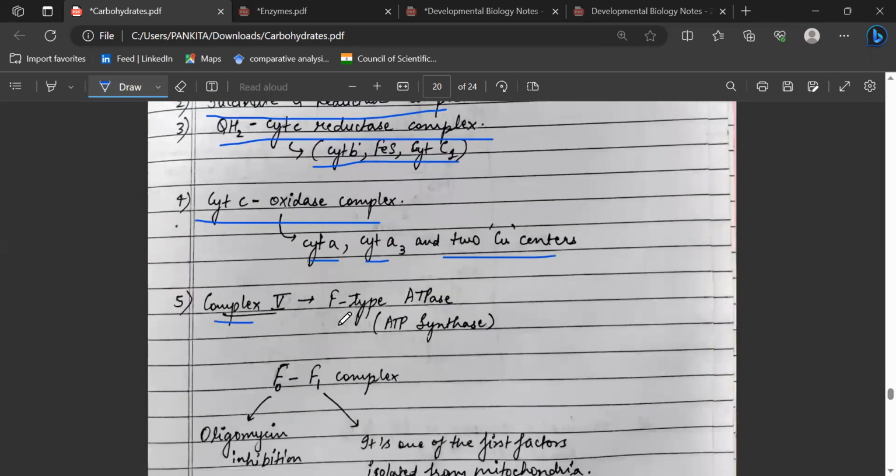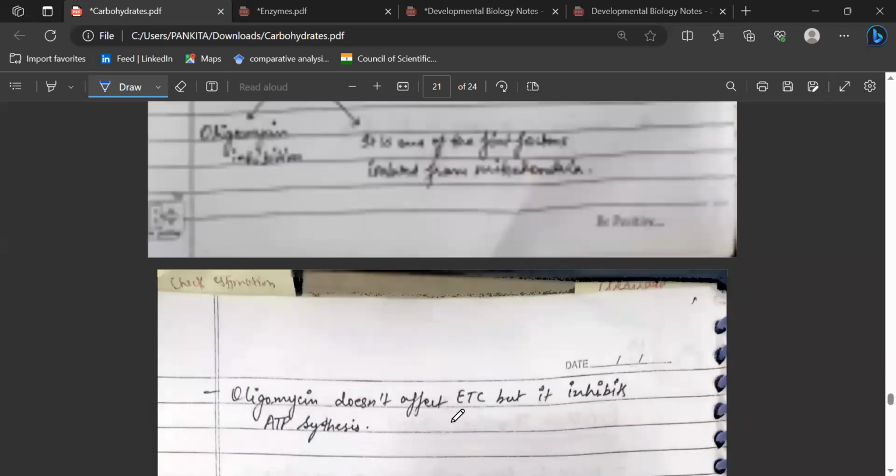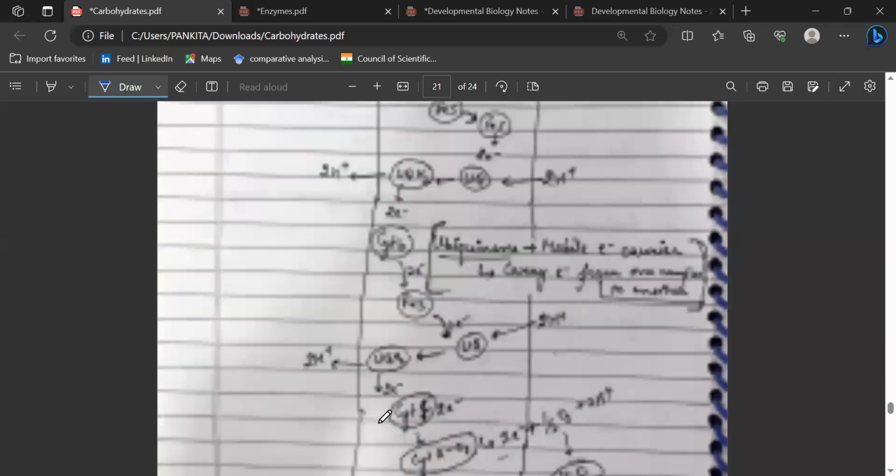Then complex 5, which is basically F-type ATPase. It is the ATP synthase. It has F0 and F1 complexes. F0 is basically involved in oligomycin inhibition, and F1 is the first factor isolated from mitochondria. Oligomycin does not affect the ETC but inhibits ATP synthesis.